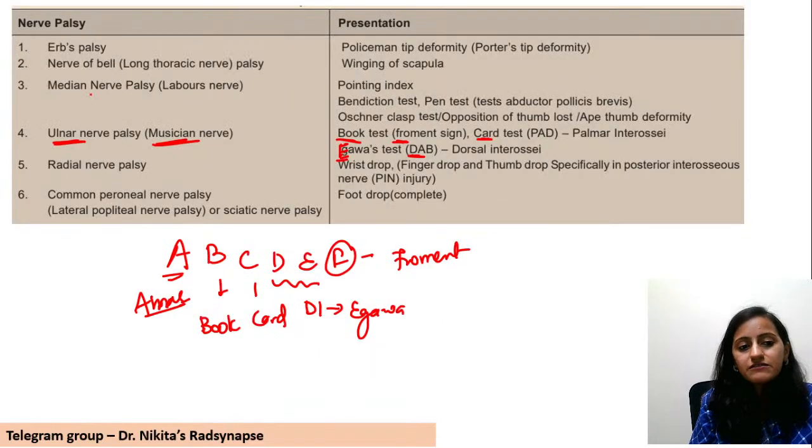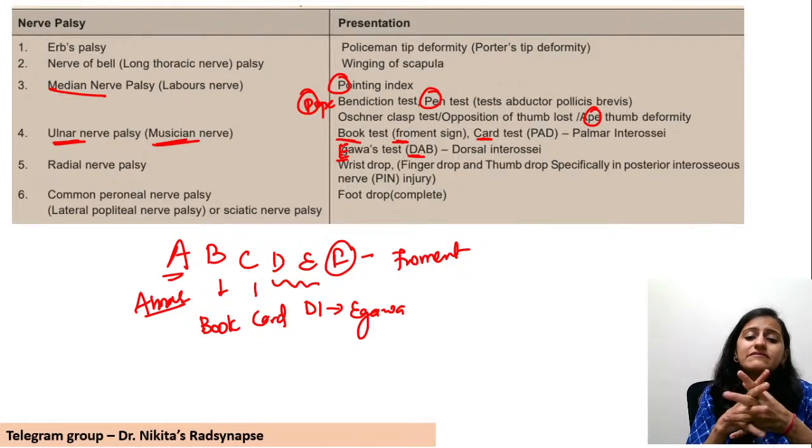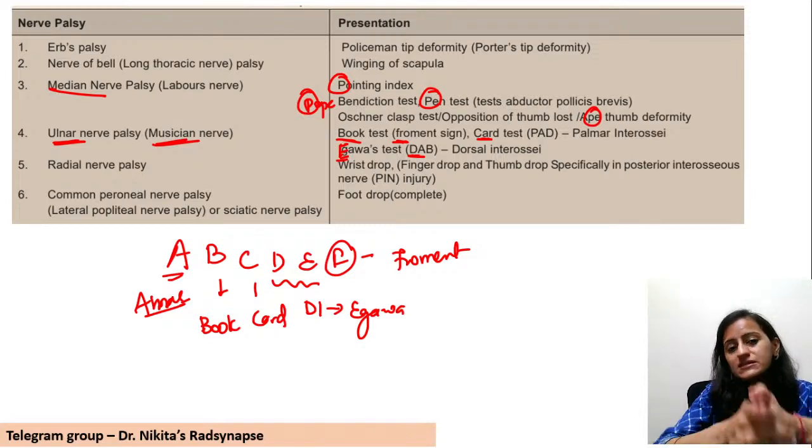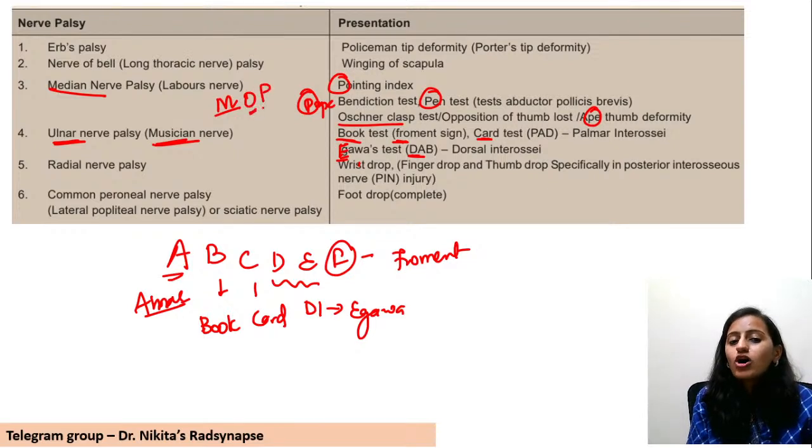For the median nerve, it is all your P: pointing index, the Pope benediction test and the pen test, right? You have your ape thumb deformity, that is also P. So remember all this, even the Ochsner's clasp test, where you ask the patient to clasp and you see the pointing index basically. Ochsner's clasp is also for your median. So remember for median, alphabetically LMNOP, Ochsner's clasp and all the P. The pen test, the pointing index, the Pope benediction, ape thumb, all of this is median. Okay, all of this is median.